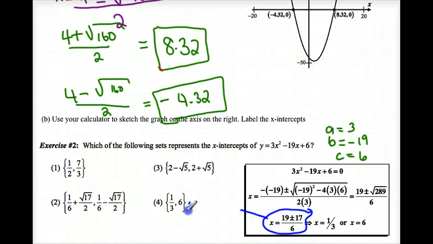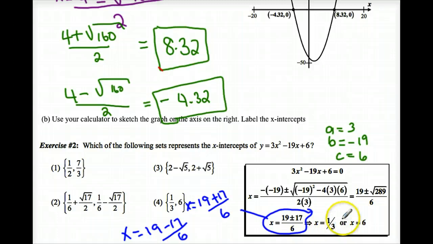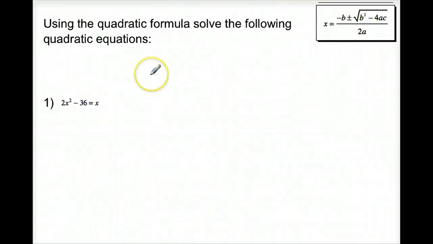I have x is equal to 19 plus 17 over 6, and then I have x is equal to 19 minus 17 over 6. And then I work it out and it ends up to be x is equal to 1/3 or x is equal to 6, which is choice number 4. Okay? The really good thing is with the quadratic formula, it always works.